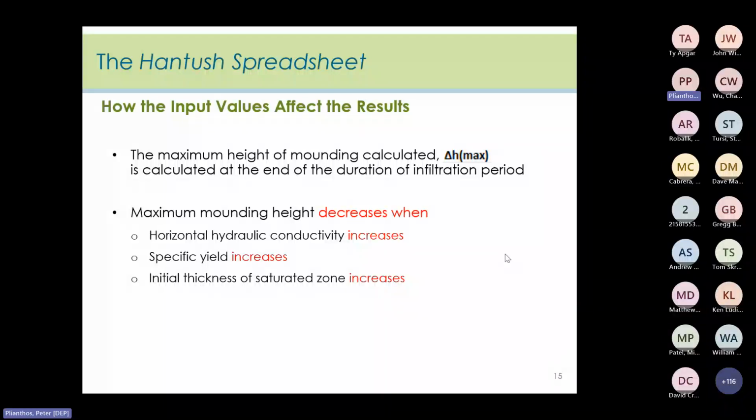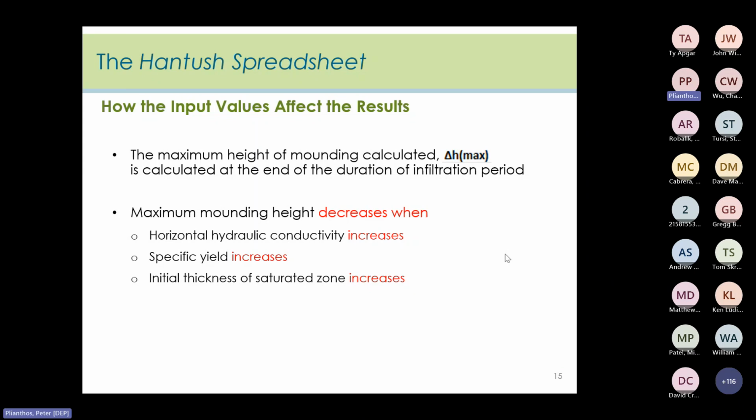Continuing on, there are some important relationships between maximum mounding height and the input parameters to note. Delta H max is the maximum height of the mounding, and the value calculated by the hand-touch spreadsheet is that which occurs at the end of the duration of infiltration period. This is explained on page 17 of Chapter 13. However, the hand-touch spreadsheet does not further calculate the mounding as it spreads out over time. We'll talk about this further in just a moment.